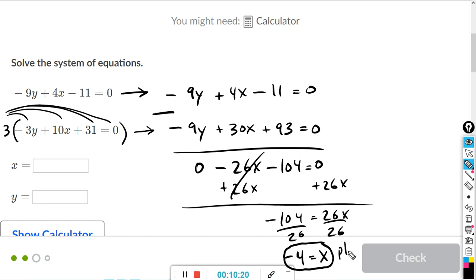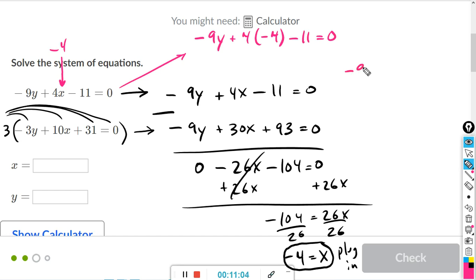So you want to take that and plug it in. I'll just do it in a different color here. Take the negative 4, x equals negative 4, plug it in right there. So this equation becomes negative 9y plus 4 times negative 4 minus 11 equals 0. So we still have negative 9y. 4 times negative 4 is negative 16. Minus 11 is negative 27.